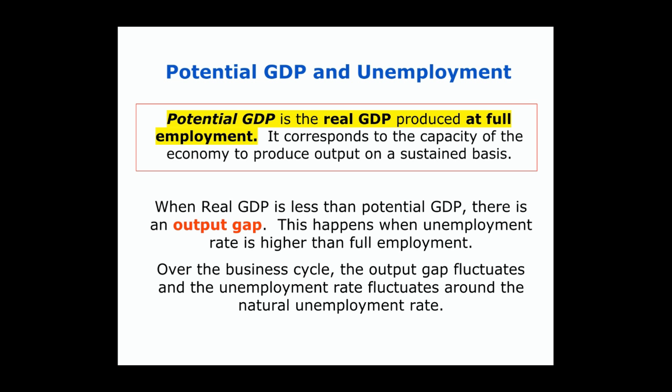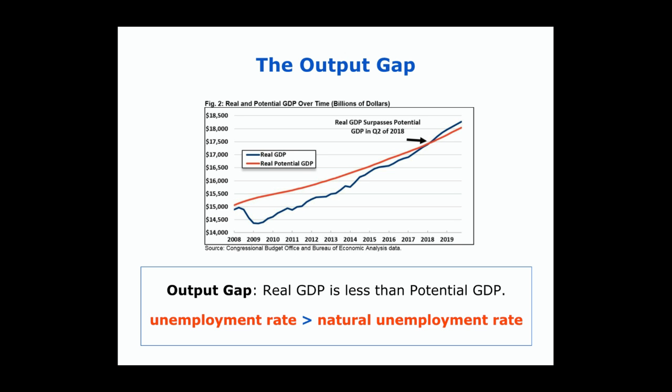When the real GDP being produced is less than the potential GDP, that means that there's some cyclical unemployment, and we're not producing the full employment amount of output. We say there's an output gap. This happens when unemployment is higher than the full employment rate. And over the business cycle, this output gap may fluctuate from time to time. And you can see here on the chart, the red line is the real potential GDP. The blue line is the real GDP.